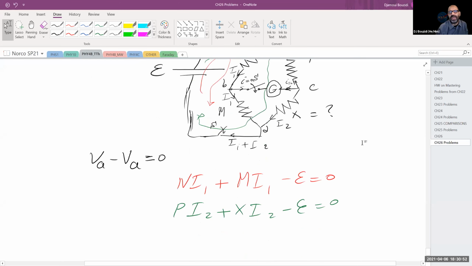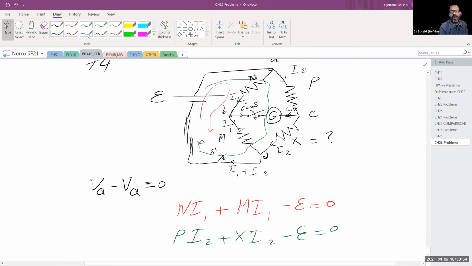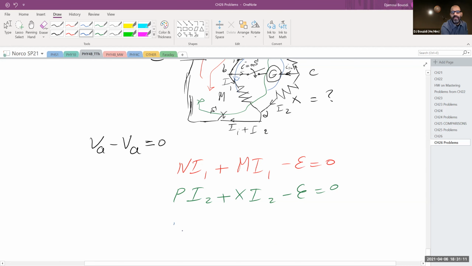So for the inner loop, this is how it looks. I'm going to write it in blue because we're going to end up with the same equation. We're going to take a direction, in this case it doesn't matter. I'm going to take it counterclockwise, starting from A still, because we're saying from A to A. So from A to B, it's going to be Ni1.